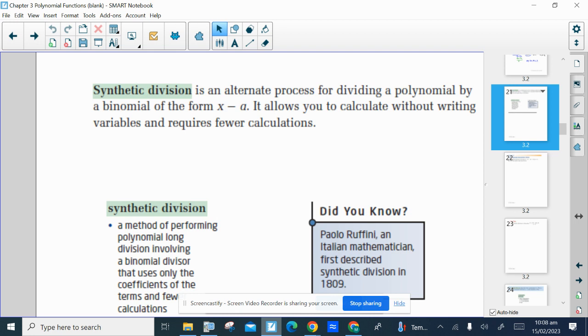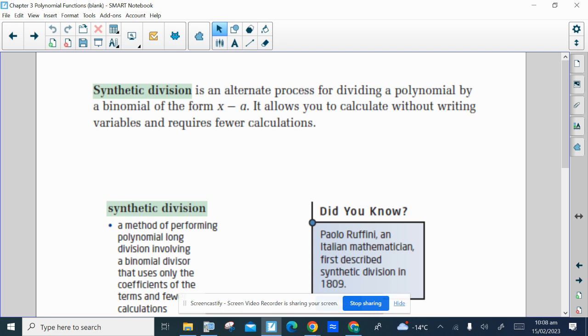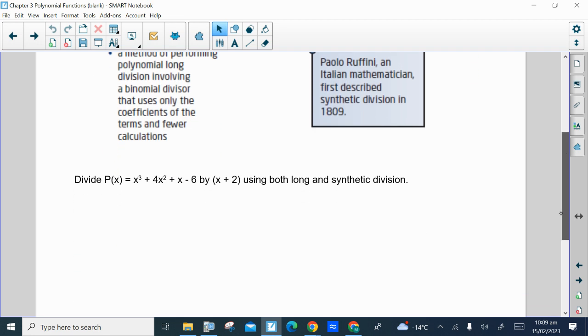So, yesterday we looked at long division, and I said that we're going to learn today about synthetic division, which is a different way to divide a polynomial by a binomial. It's a quicker, easier, much more compact way of doing it. So again, it's a method of performing polynomial long division involving a binomial divisor that uses only the coefficients of the terms and fewer calculations.